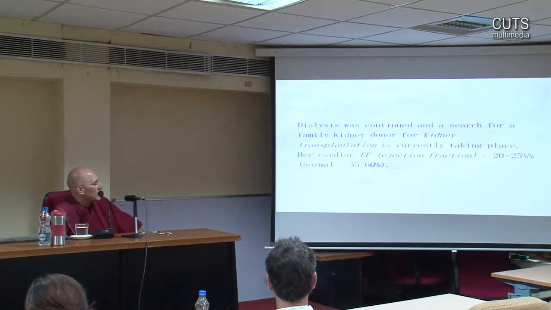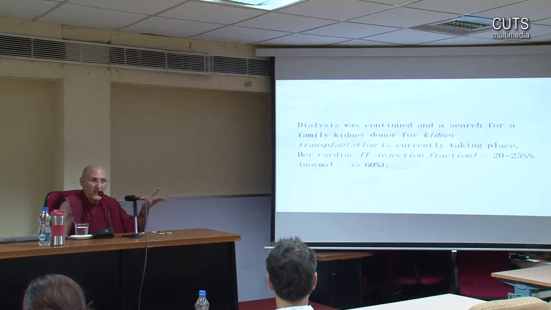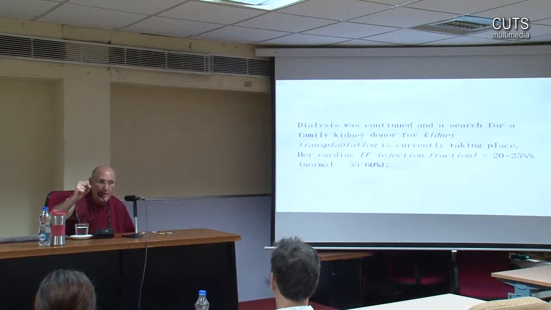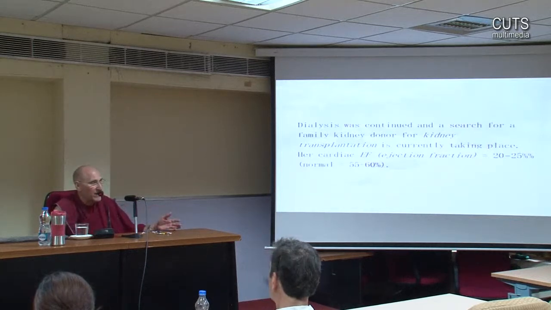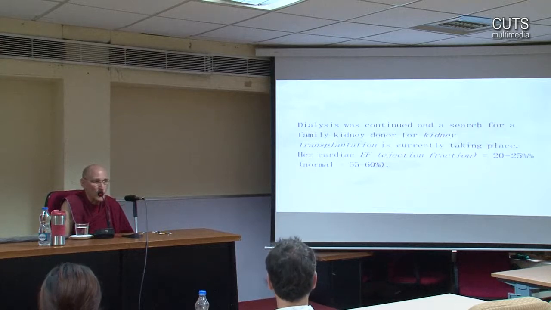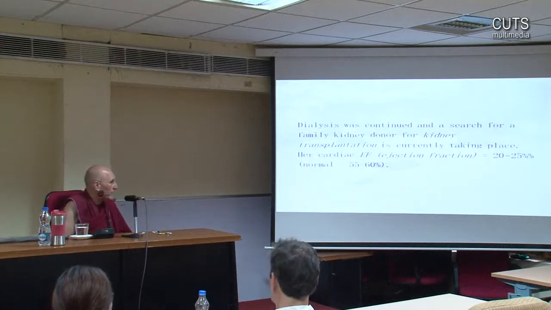And in this case, her ejection fraction was 20 to 25%, and normal is above 55 or 60%. It's the percentage of blood that's squeezed out when the heart pumps. So normally you should squeeze out more than half, 60%. She was only squeezing out 20% of the blood, so very inefficient. Okay? Heart wasn't working very well.